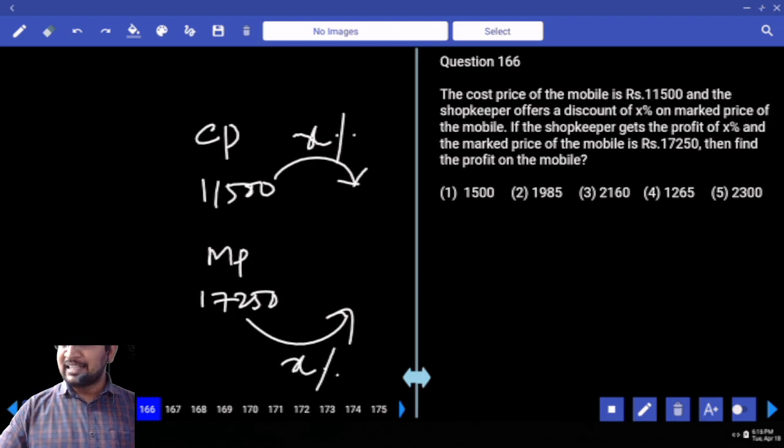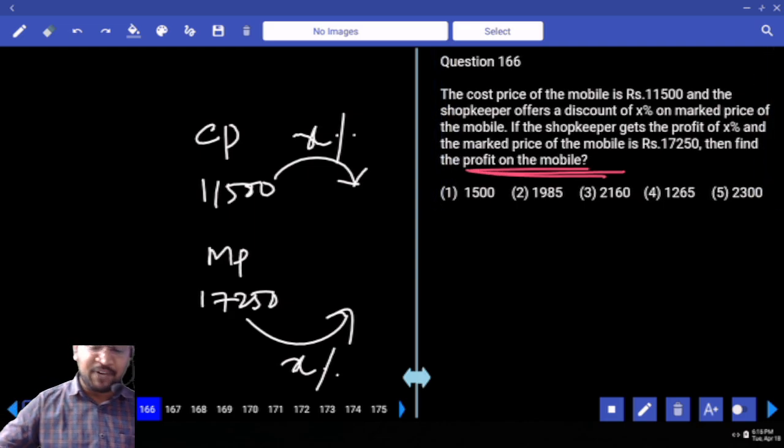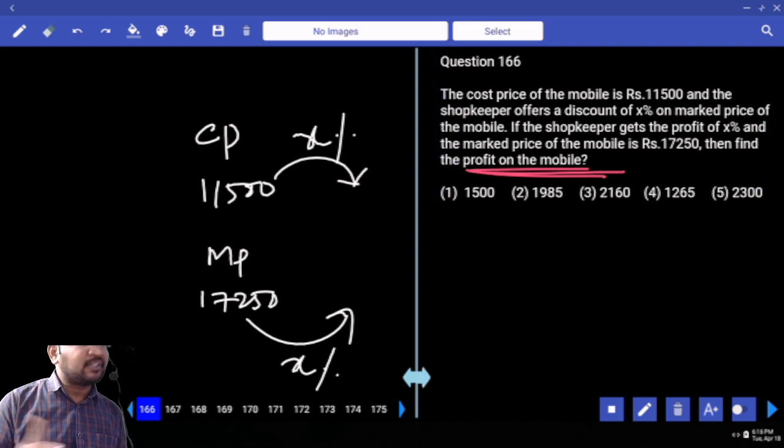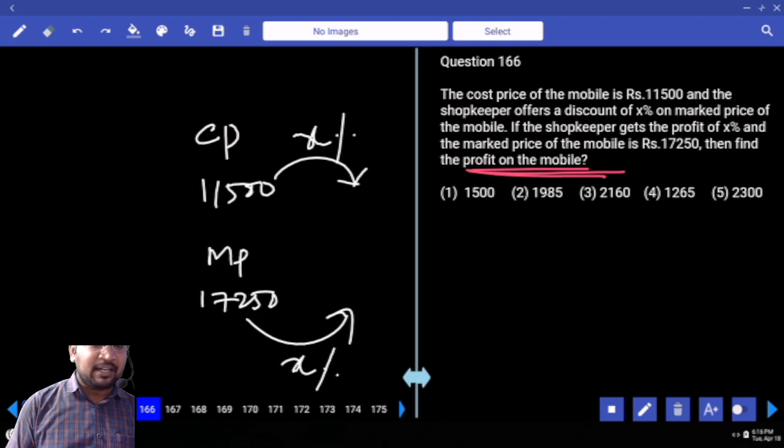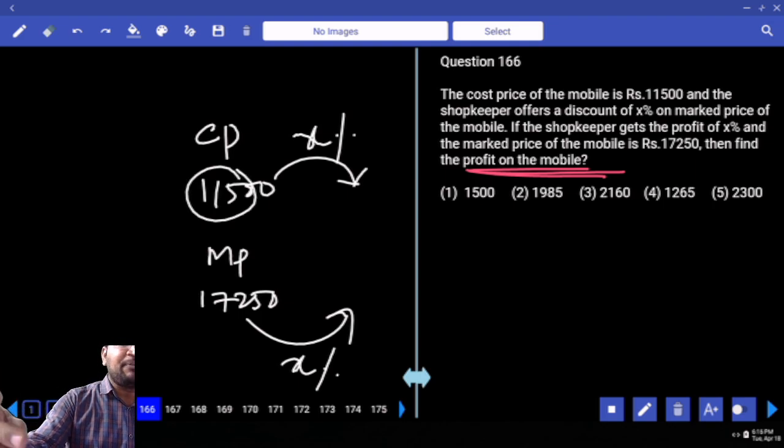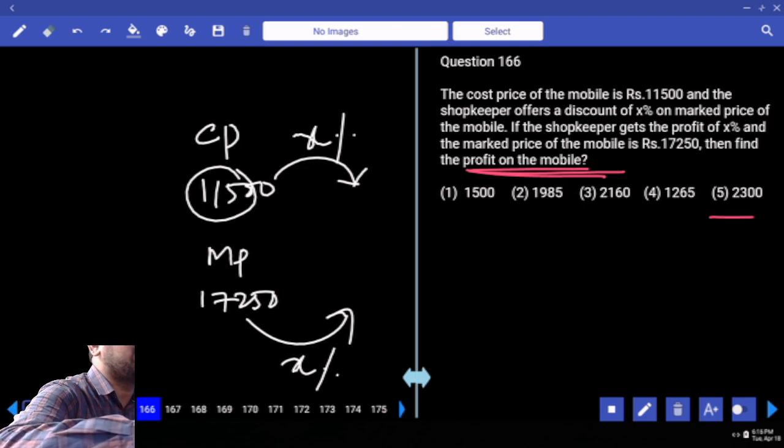Now they are asking how much profit you are getting. If you take 10%, 10% of the cost price is 1150, and here 10% of the market price is 1725, and therefore the unit digits are not matched. So 10% is not possible. Take 20%. 10% is 1150, so 20% is 2300. Yes, the option is also there. Now take 20% here. 10% is 1725, 20% is 3450.